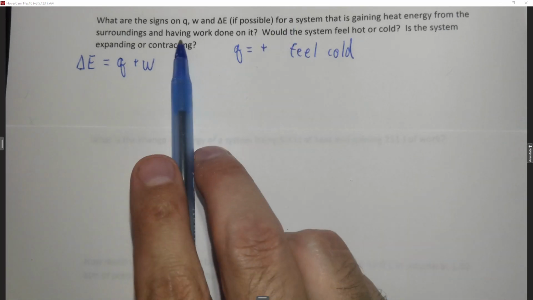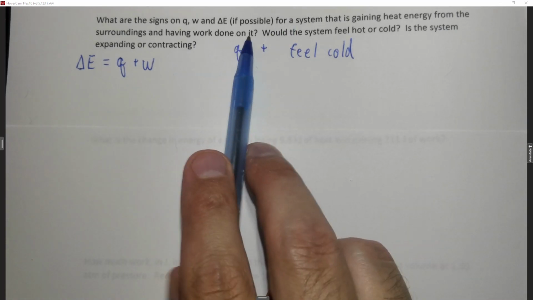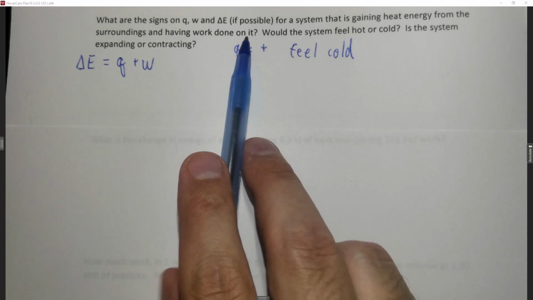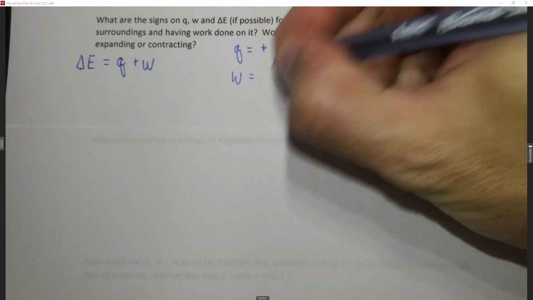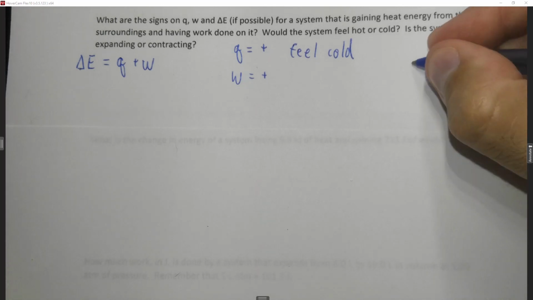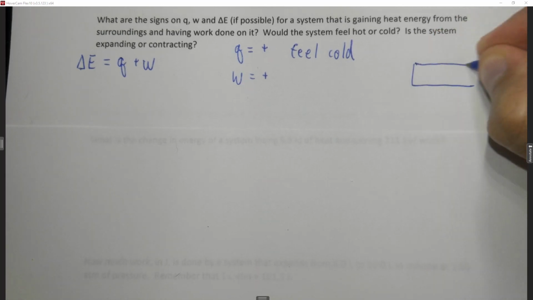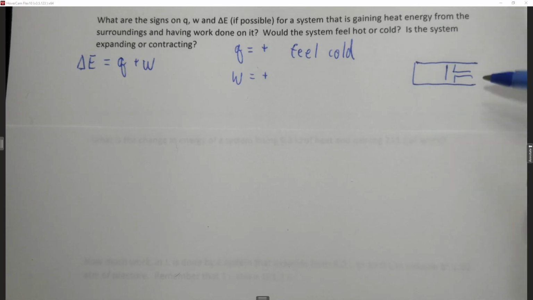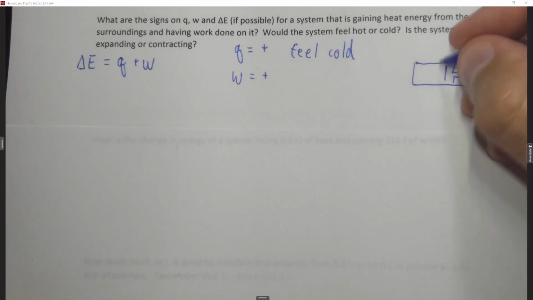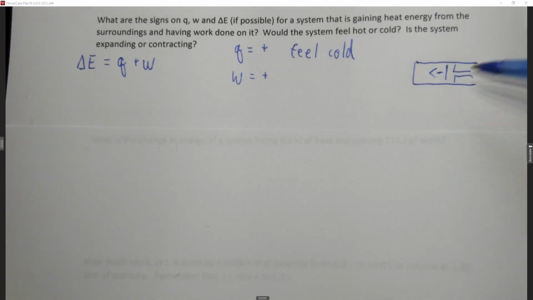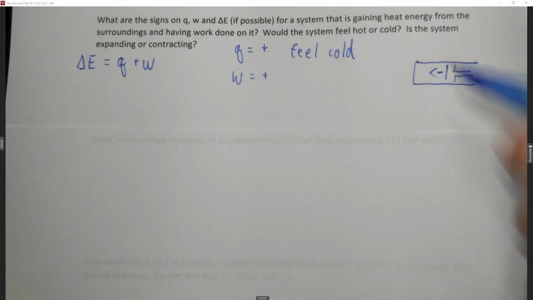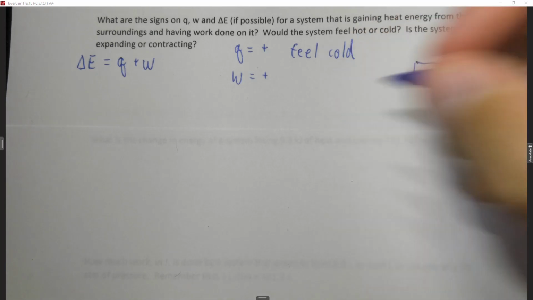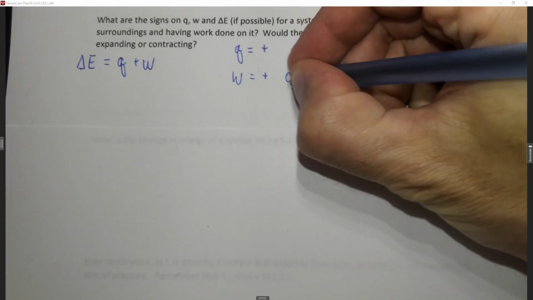The next thing is it's having work done on it. So for a system that's having work done on it, W is positive. A good way to think of work is in terms of a piston, and my drawing skills are not the best, but if we have a piston like this, with the system here, and the system is having work done on it, the piston is moving in. So the surroundings out here are pushing in on the system and doing work on the system. So in this case, the system would be contracting.